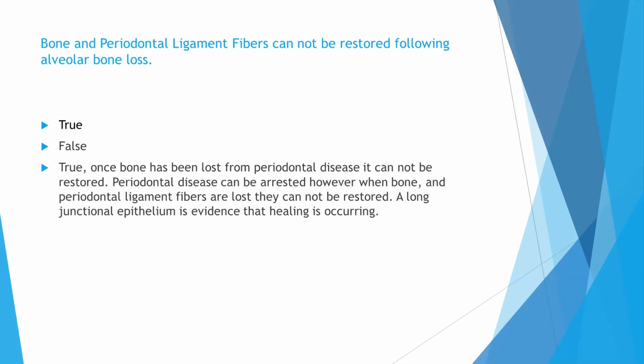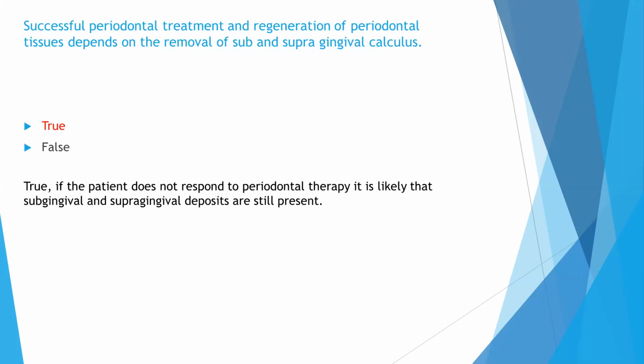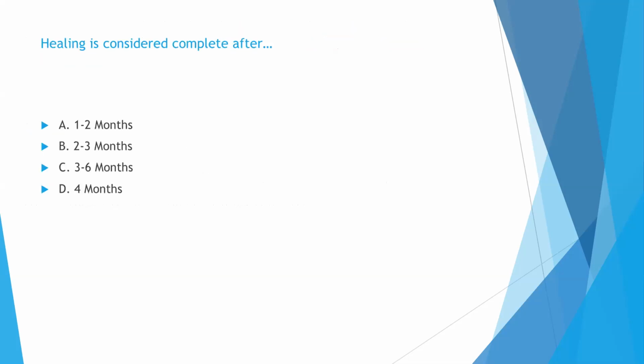Oh, and where's my question? Okay. Bone and periodontal ligaments cannot be restored. Okay, that's true. I gave you the answer there. Successful periodontal treatment and regeneration of periodontal tissue depends on the removal of sub and supra calculus. Healing is considered complete after how many months? 3 to 6.